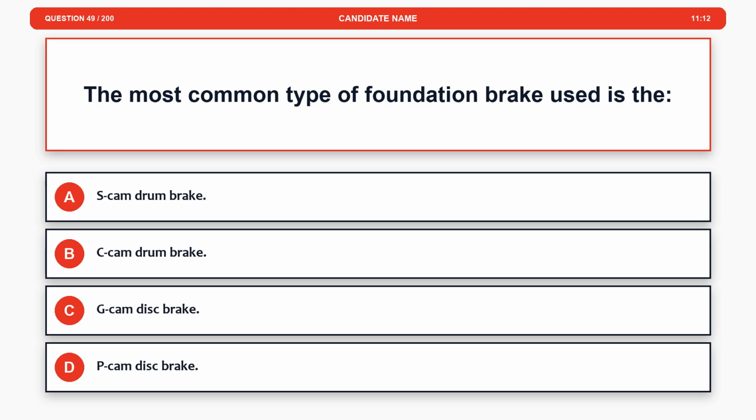Question 49. The most common type of foundation brake used is the option A, S-cam drum brake. Option B, C-cam drum brake. Option C, G-cam disc brake. Option D, P-cam disc brake.